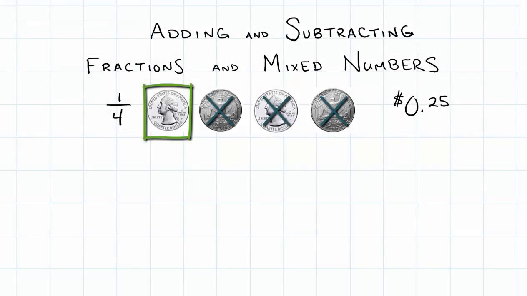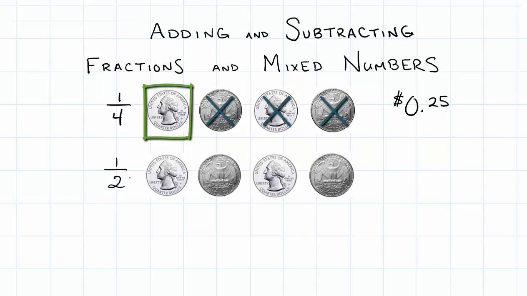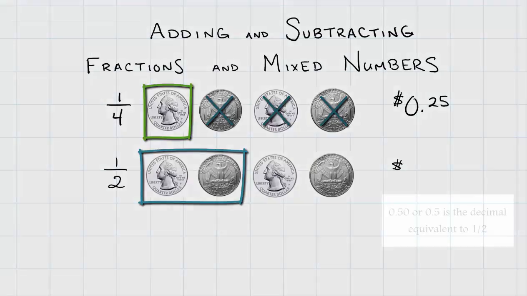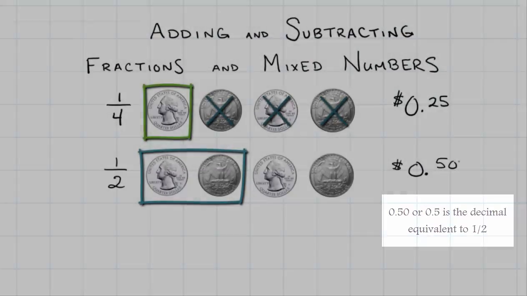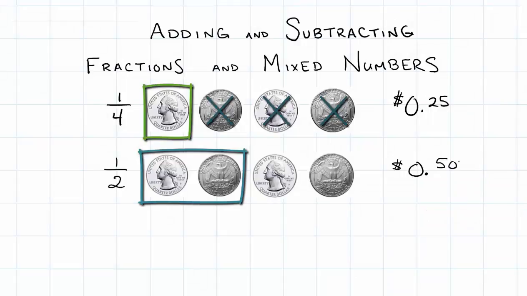If I had half a dollar, what would that equal? Well, half a dollar is 50 cents, and so I write that as the decimal. So using a dollar as our whole, we're able to get the decimal equivalent of our fraction. It's pretty simple. Just think of money.